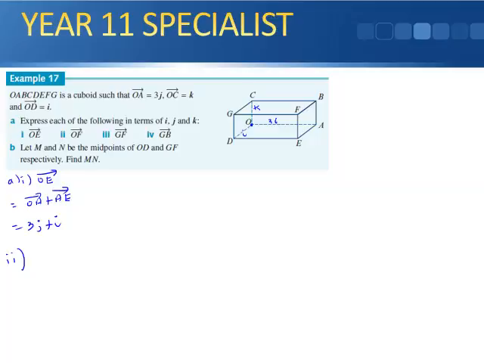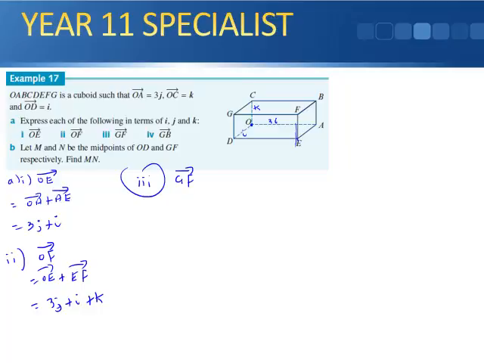Part 2. O to F. O to F is O to E plus E to F. O to E, we've just worked out, that's 3j plus i, and E to F, if we look at that, that's just k. So that's that one.